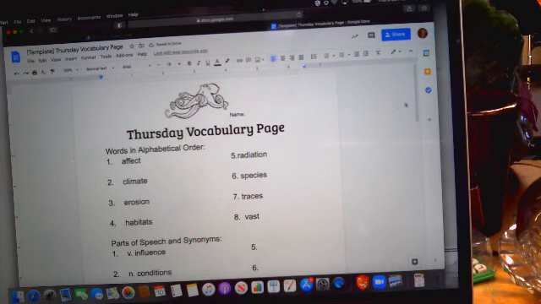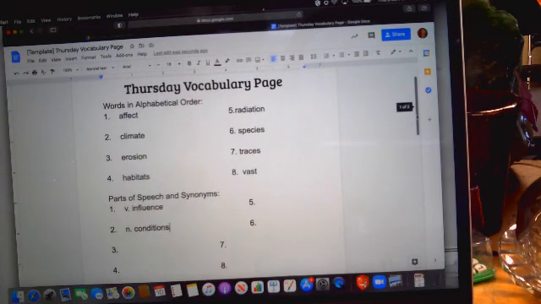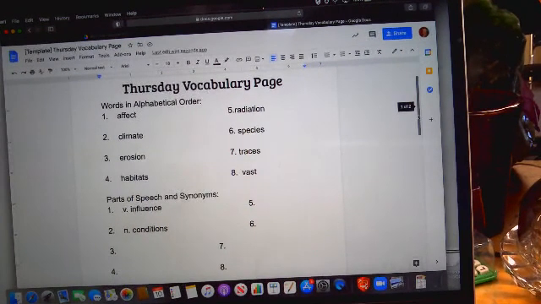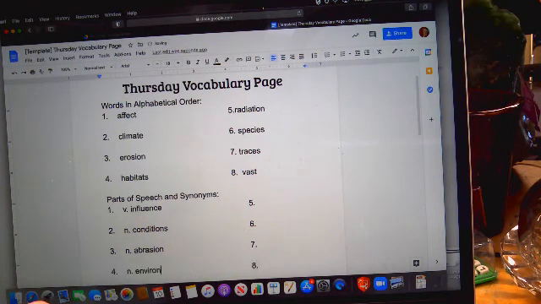And then we come down here to 3. There we go. It's a little bit better focus there, I hope. And 3 is erosion, which is a noun. And the synonym for erosion is abrasion. And then number 4 is habitats, and that is a noun. And the synonym is environment.